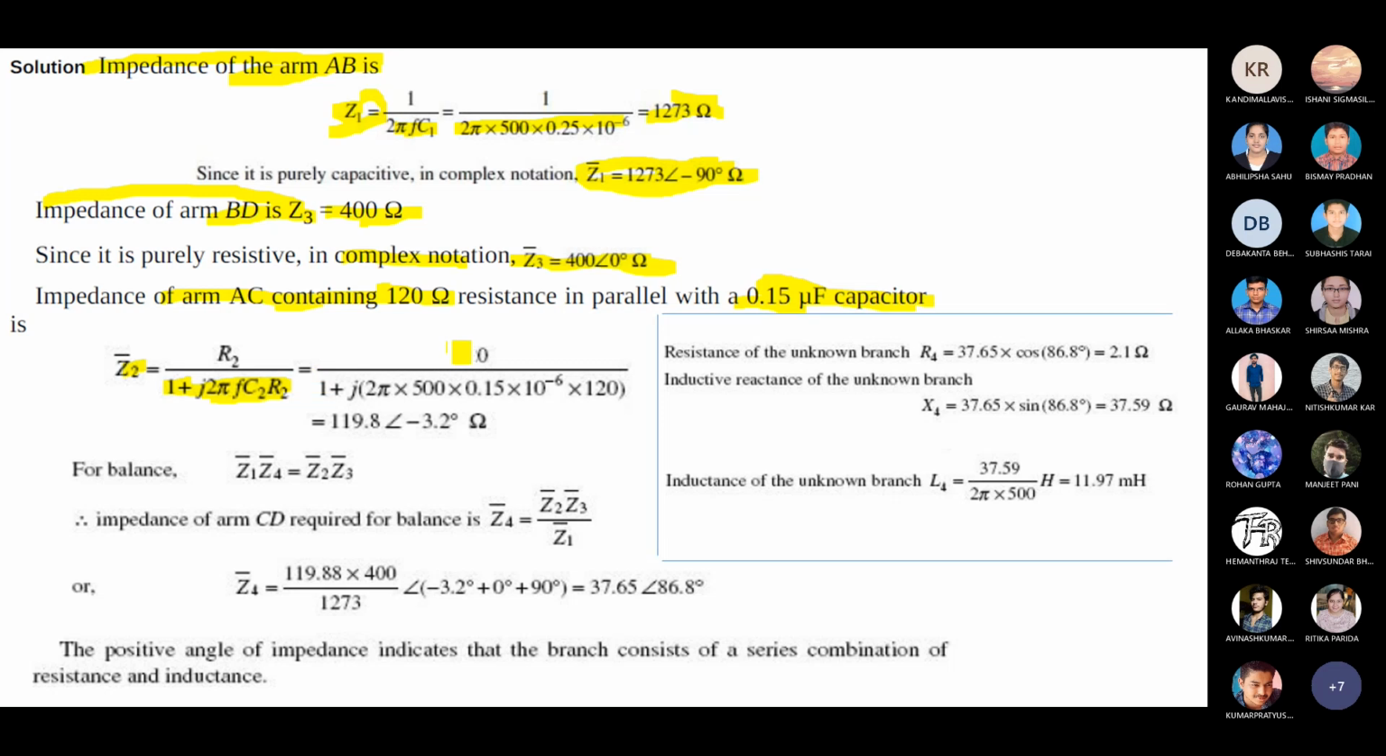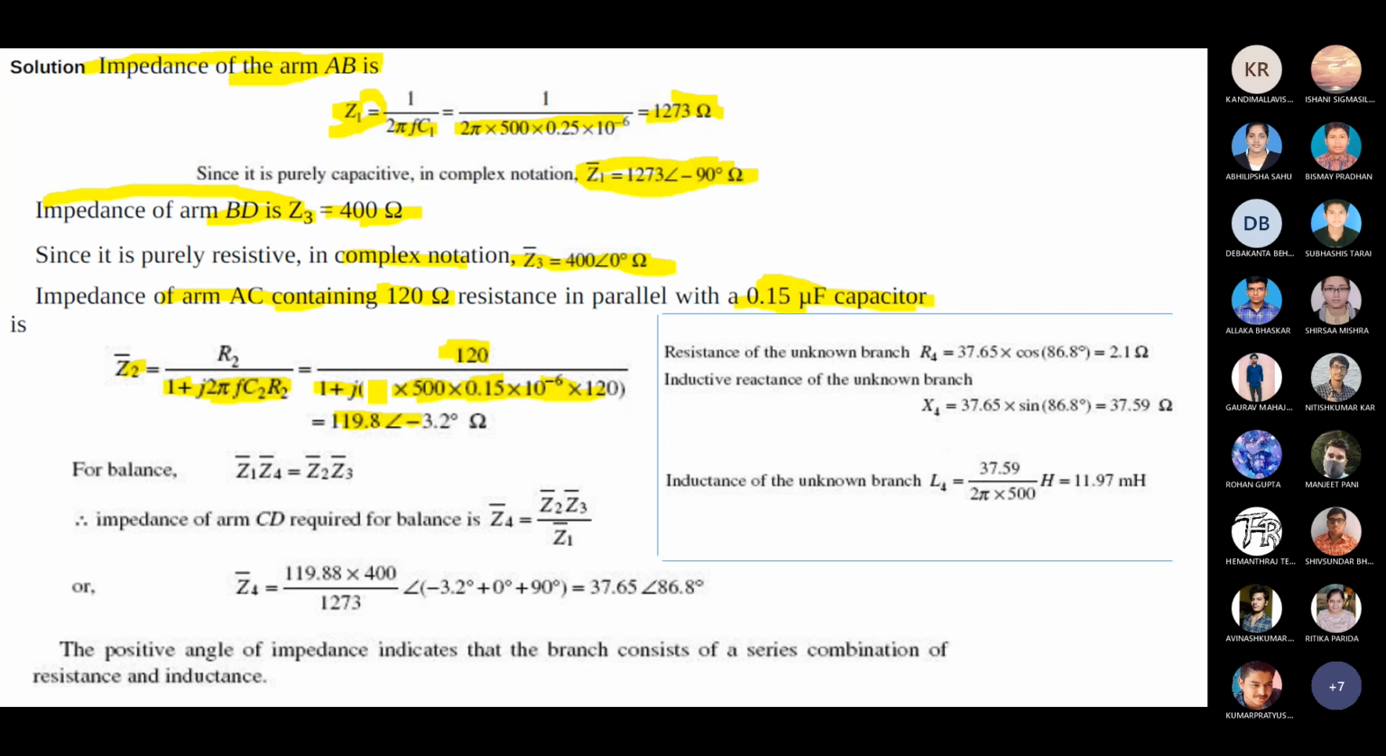Finally you are replacing the value of R2 and the frequency: 1 plus j 2 pi F, with capacitor value 0.15 into 10 to the power minus 6 into 120. So directly the denominator comes to 119.8 with the angle of minus 3.2 degree. We can calculate the angle also: R2 is considered 0 degree, and for j it is minus 90, then you can calculate the angle.